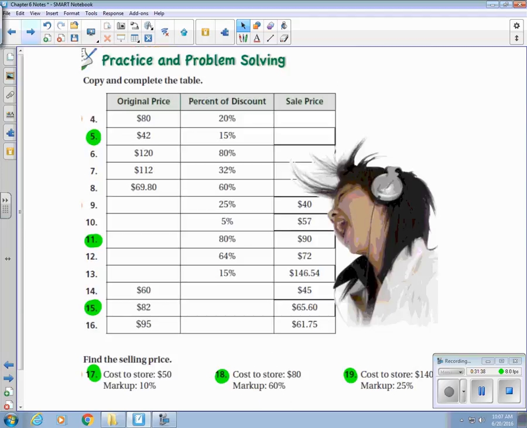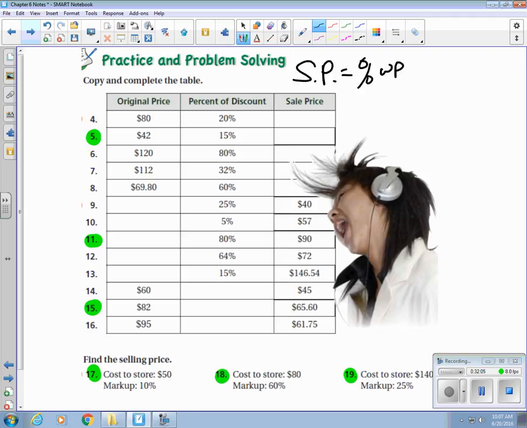All right, so for your assignment, again, we need you to show that you understand the lesson. We've highlighted some problems here. I'm going to suggest that when you do problems 5, 11, 15, 17, 18, and 19, I think it's easier to do these problems if you do it with this formula: SP equals the percent we pay times the original.